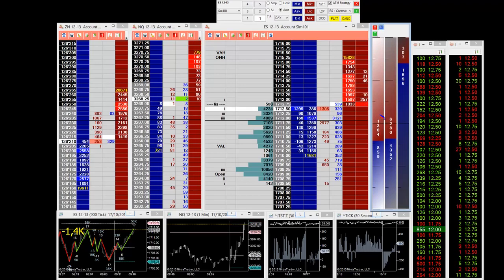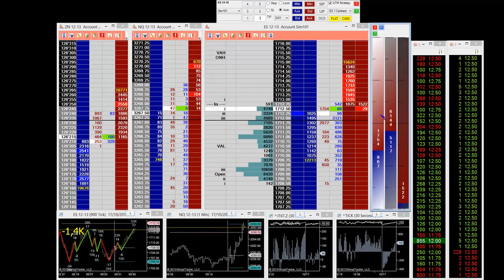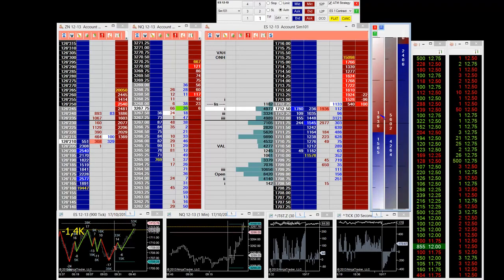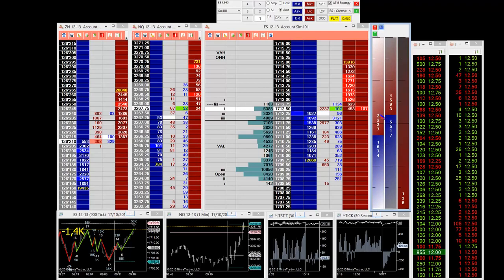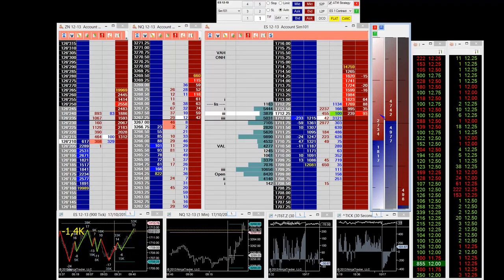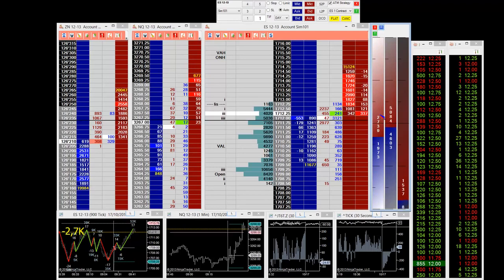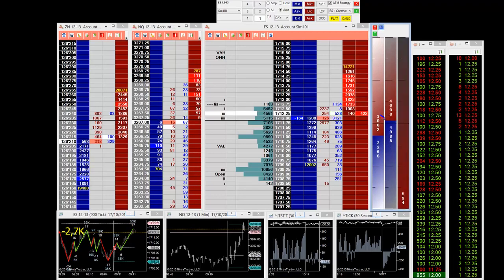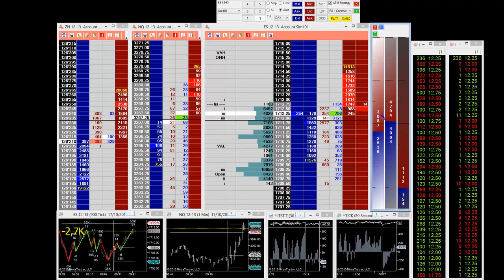So again, this is just a different way to look at market orders. One of the advantages of this is that it shows you the totals. And in a decent move up, you would expect buy market orders to be between 1.5 to 2 times the sell market orders, and vice versa. If it's moving down, sell market orders should be 1.5 times to 2 times the buy market orders.